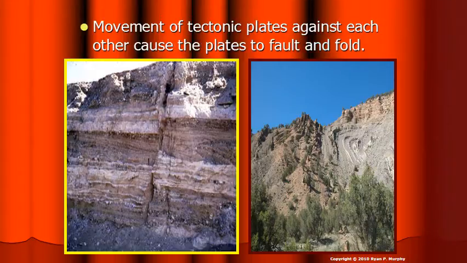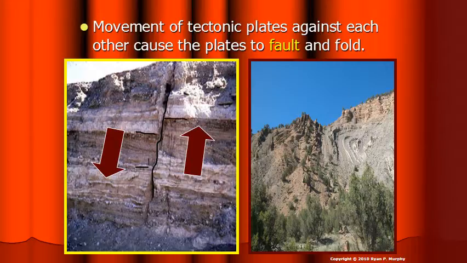So let's take a look at this here. In this picture we have a fault, and what you can see is that there is a crack here in the rock. If you look at this layer right on the other side of the crack, it's moved up a little bit. So you can see that the land has moved in the directions of these arrows, up on the right side of the crack and down on the left side of the crack.